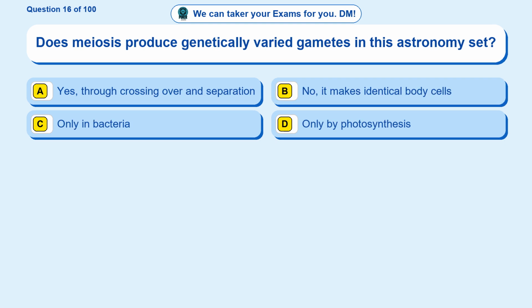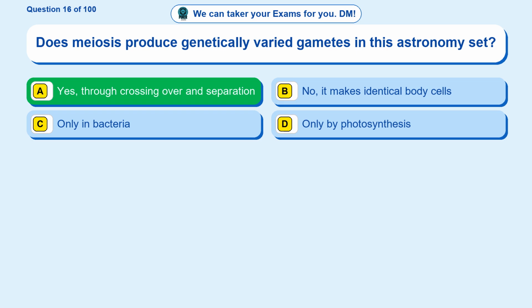Question 16. Does meiosis produce genetically varied gametes in this astronomy set? Option A. Yes, through crossing over and separation. Option B. No, it makes identical body cells. Option C. Only in bacteria. Option D. Only by photosynthesis.